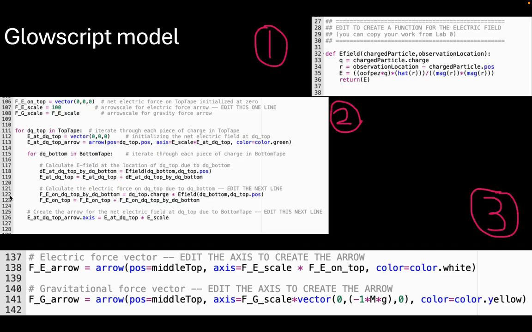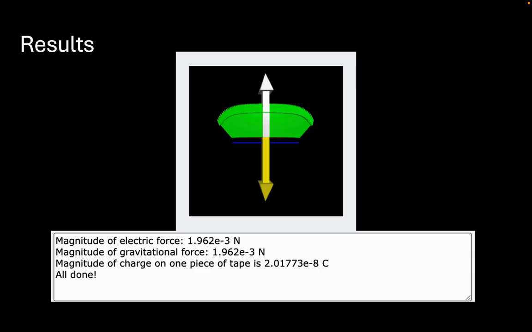And then 122 and 123. Once we have the field, we multiply it by the charge of our top piece to get the electric force. Then we add that force to our master running total, which is F underscore E underscore on underscore top. And then here we just scale, and the loop ends. And lastly, block 3, we just have the arrows showing the electric force and the gravitational force, which is mass times gravity, downwards. So this is what it looked like. As we can see, these are equal.